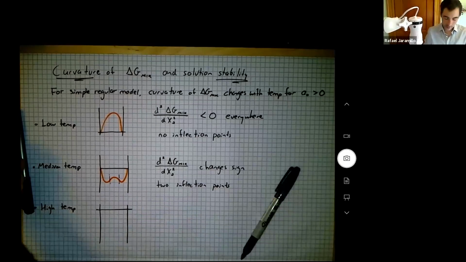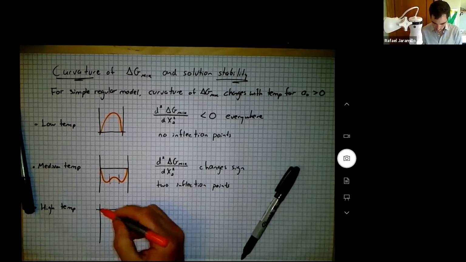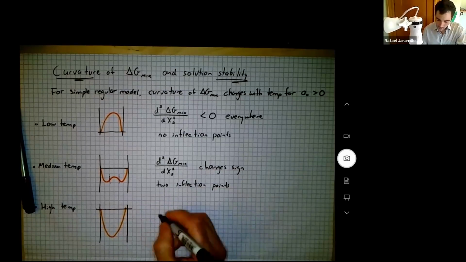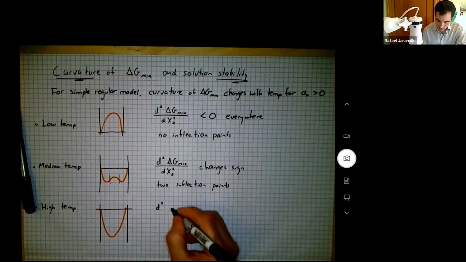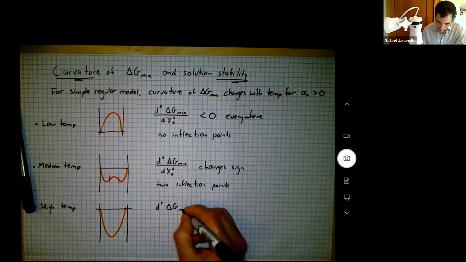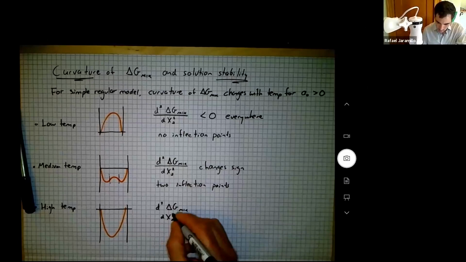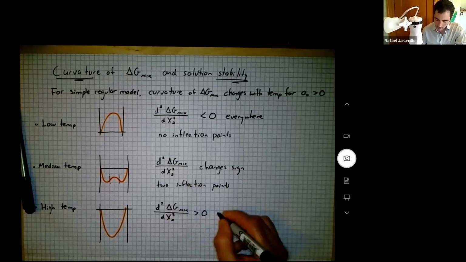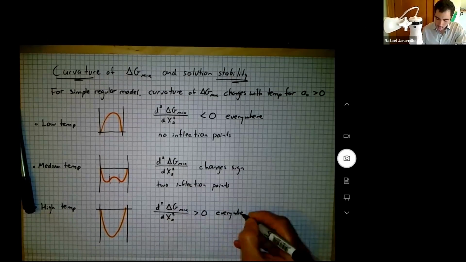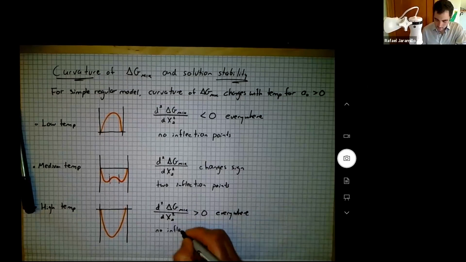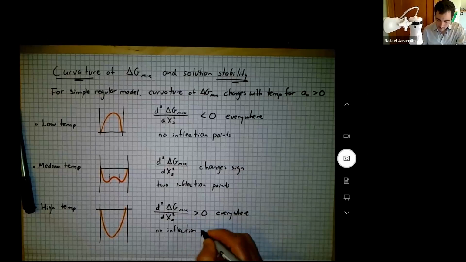And at high temperature, we go back to a situation with no inflection points, except here the sign is flipped. The curvature is now positive everywhere. And again, no inflection points.